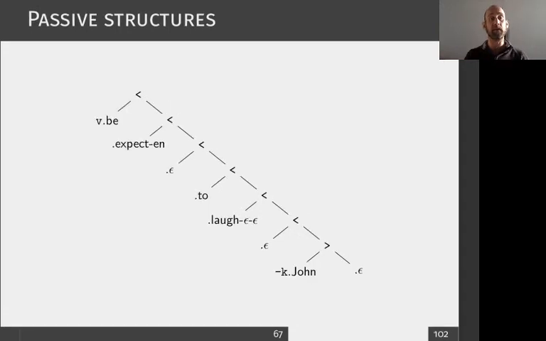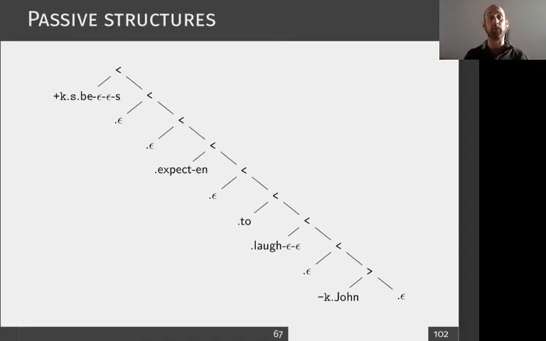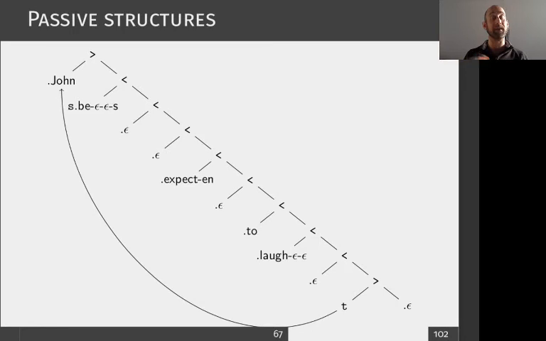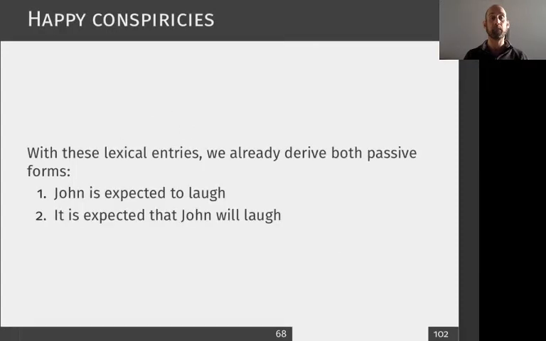We merge our B, we skip a couple steps, add tense. Now we have a plus K feature on B. Great, John has been waiting there patiently with his minus K feature. We can move John up and we get the sentence, John is expected to laugh. Okay, so that's great. Moreover, with those lexical entries, we can already derive the form John is expected to laugh and it is expected that John will laugh.